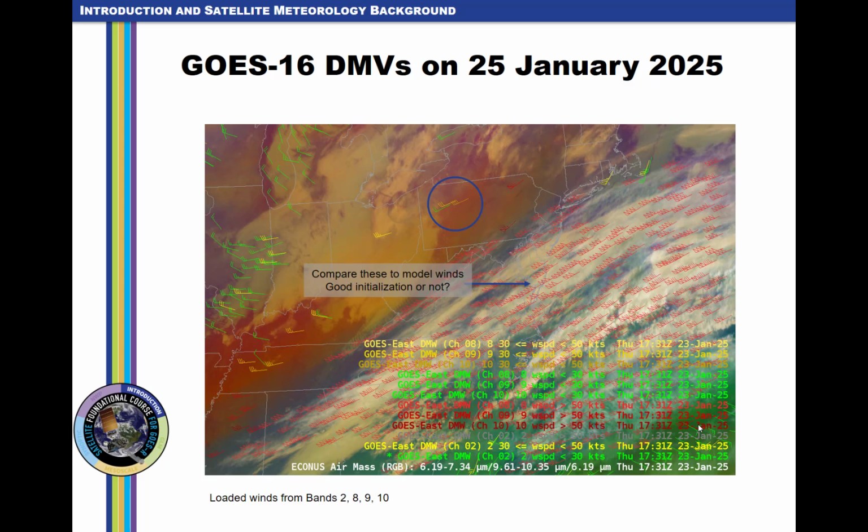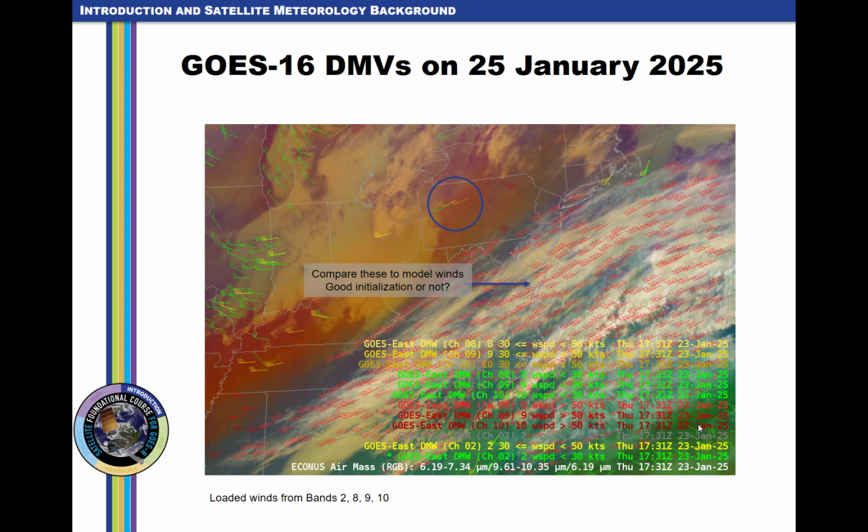This is a CONUS image with winds loaded from 4 different channels in AWIPS. The visible imagery that produced the winds over the Midwest, and the water vapor imagery, bands 8, 9, and 10, that highlight the strong jet off the U.S. East Coast.